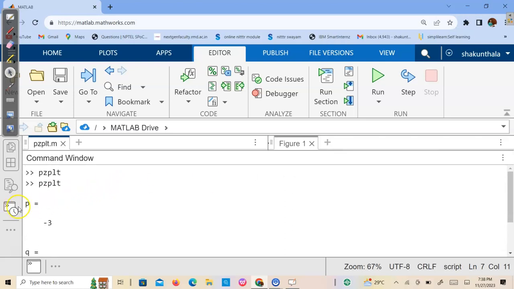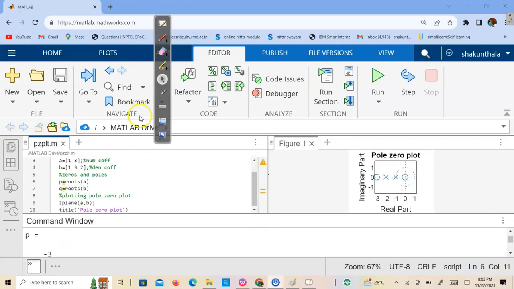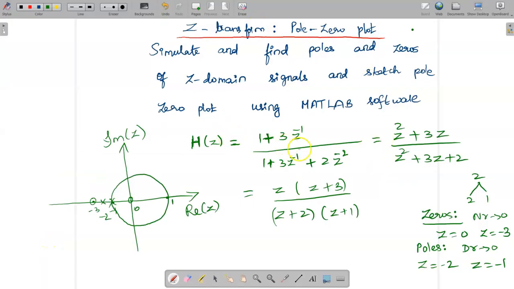Okay, so p equal to -3. Okay, q equal to -2, -1. When we see the command window, we have not obtained the zeros value properly, that is z equal to 0, that also should be displayed, but it is not visible here. Just compare the problem. Here the constant value is there, then the z inverse term is there, and then the z power -2 term is there.